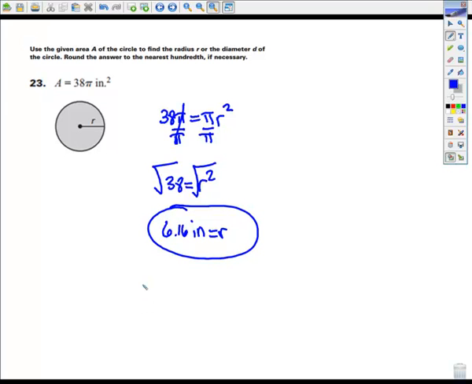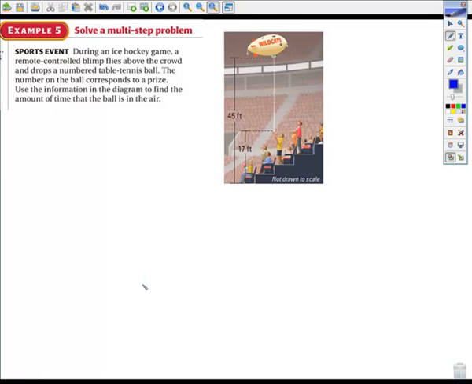Alright, last one. During an ice hockey game, a remote-controlled blimp flies around the crowd and drops a numbered table tennis ball. The number on the ball corresponds to a prize. Use the information in the diagram to find the amount of time that the ball is in the air. So, we have height equals negative 16t squared. I don't see an initial vertical velocity, it just says it drops it. It's dropping it from a height of 45, so plus 45, but it's being caught, it looks like, at 17 feet because this person here is catching it.